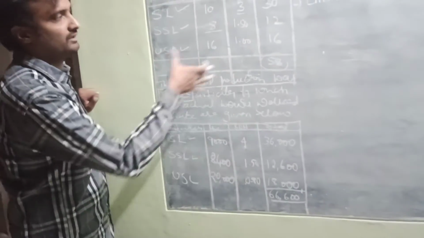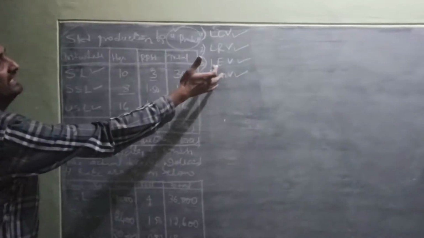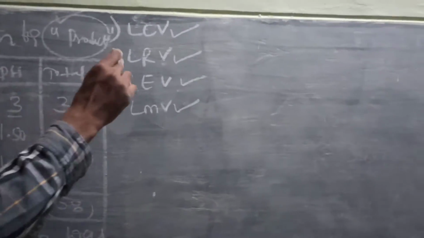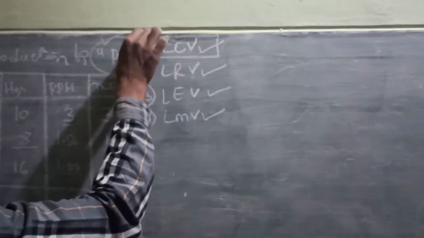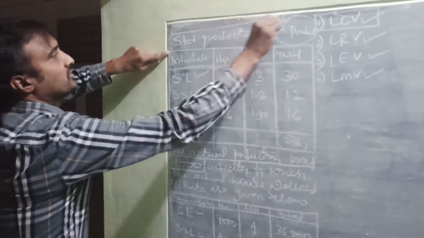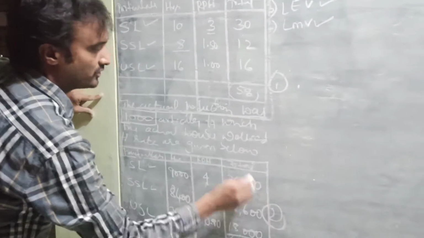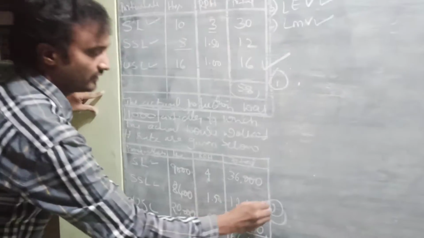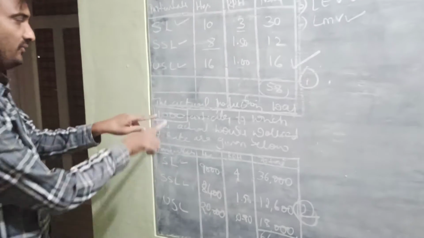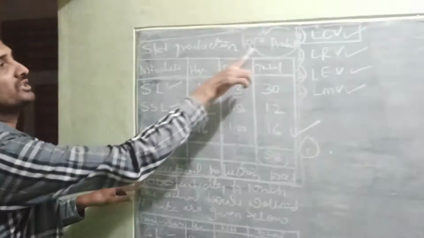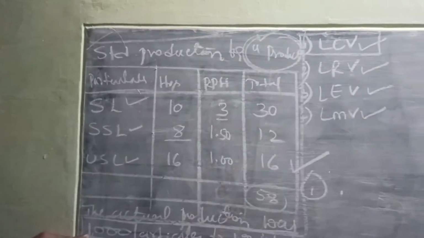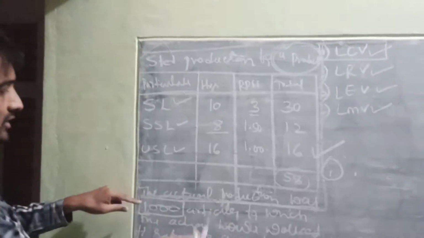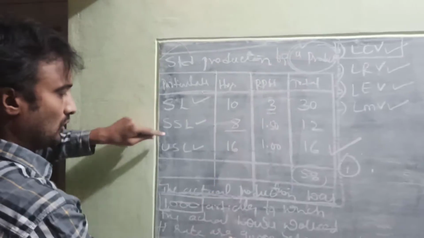By taking this example, we should calculate LCV, LRV, LEV, LMV. Before going to solving the labor cost variance, first we should know that there are two parts in the problem. The first part is standard production and the second part is actual production. So here it is standard, these are the actuals. Actual is given for 1000 articles, but in the problem the standard is given only for a single product. So we should convert this standard production for one product into 1000.